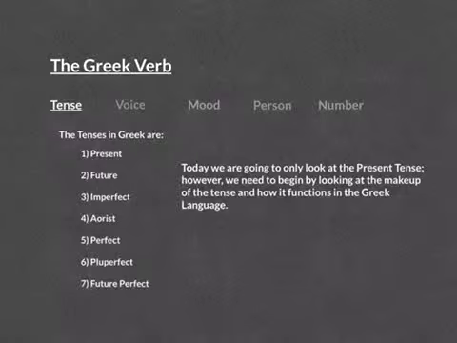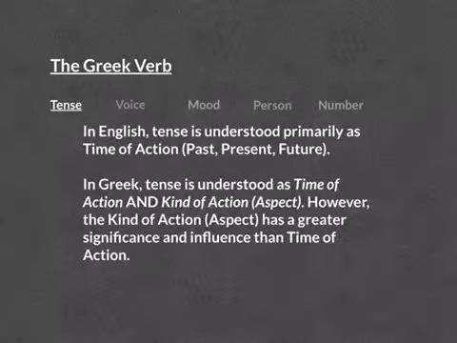But before we understand tenses, we have to understand the makeup of a tense, the background information of how it all works. This is probably going to be maybe the longest part in the whole thing. So in English, tense is usually understood in time: past, present, future, so time of action.